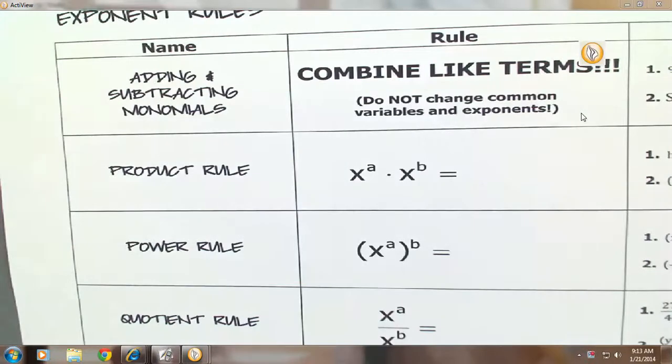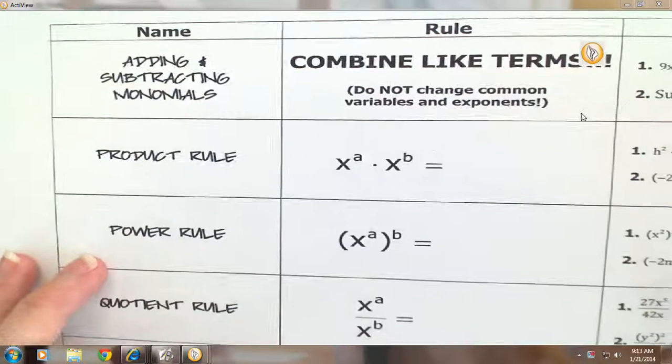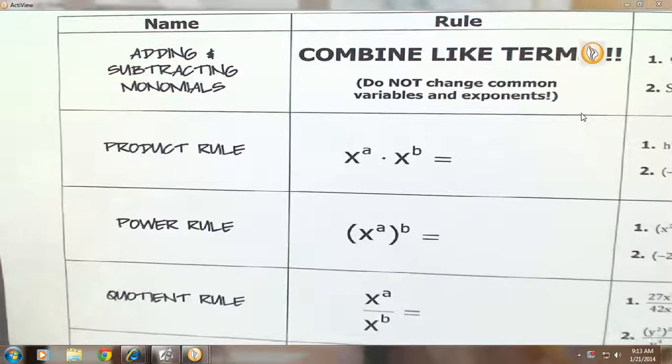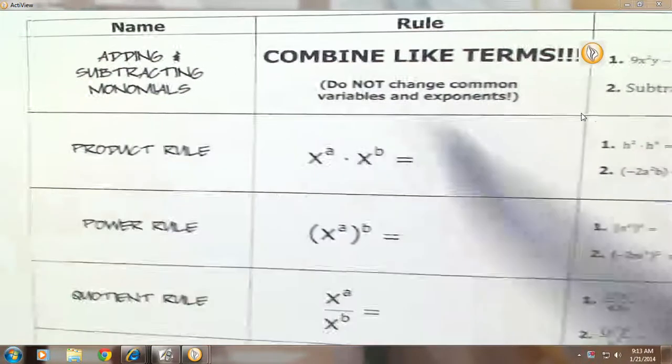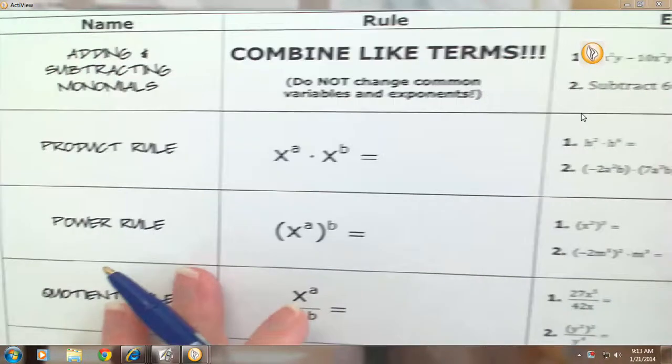That we are looking at is helping us to organize our rules that we learned back in Algebra 1 and Algebra B. In the top row, you see that it says adding and subtracting monomials. The rule for that is that you are going to combine like terms. If you're adding and subtracting, we don't do anything to the variable or the exponent, do we? We just add the coefficients.